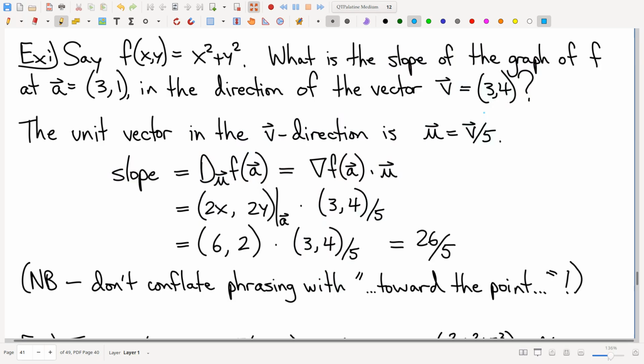Okay. Now, one other little terminological thing I want to make sure you all are clear about. This is, again, subtle, but it's important.